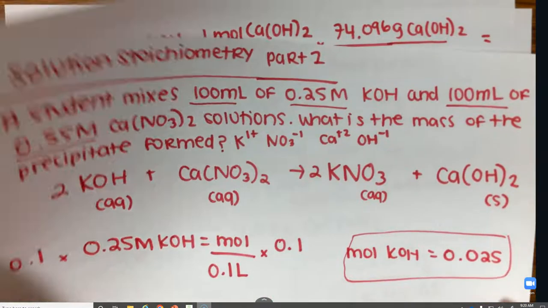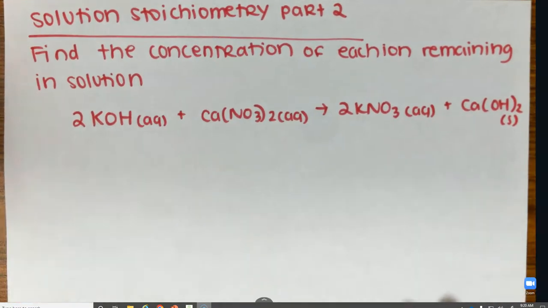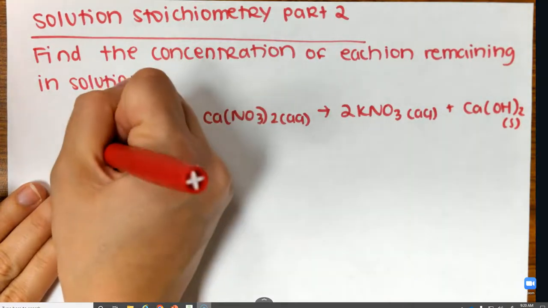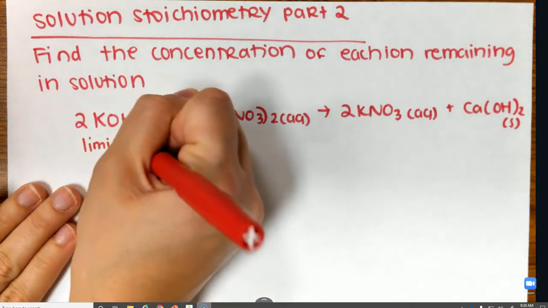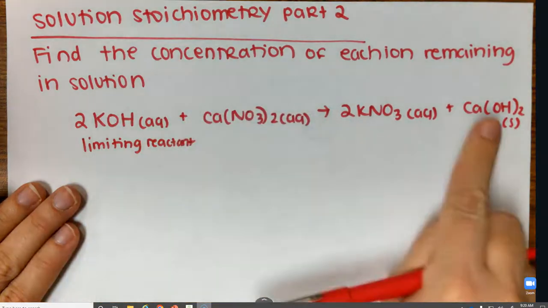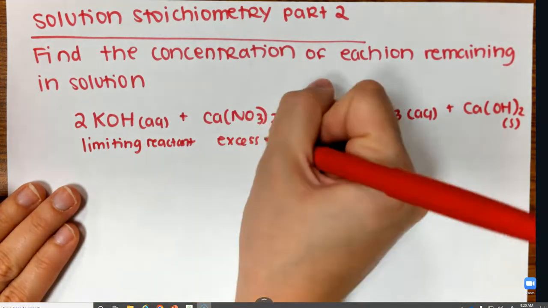I'm going to come back to this, and let's label a few things. The first thing I want to label is that KOH we found was the limiting reactant. And what does a limiting reactant mean? That's the reactant that runs out. That controls how much product you can make. And calcium nitrate was our excess reactant.